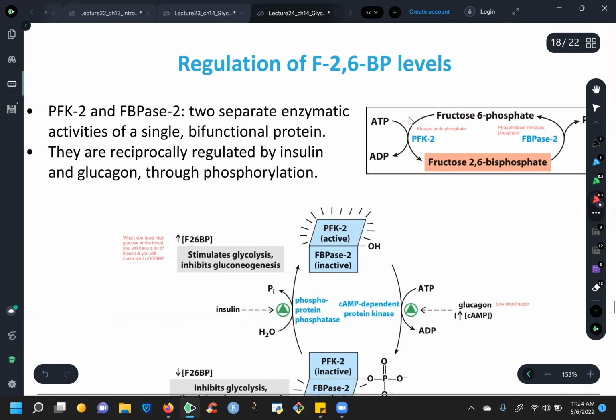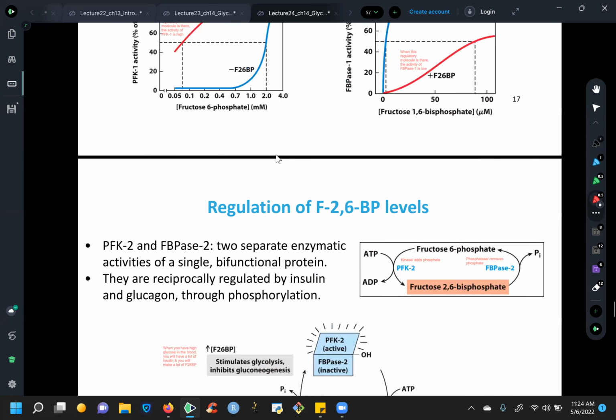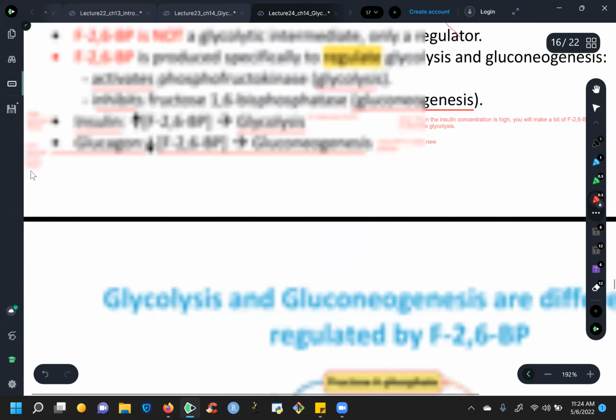Regulation of fructose 2,6-bisphosphate levels. Phosphofructokinase 2 and FBPase2 are separate enzymatic activities of a single bifunctional protein. They are reciprocally regulated by insulin and glucagon through phosphorylation. So insulin and glucagon, definitely make a flashcard for this down here.